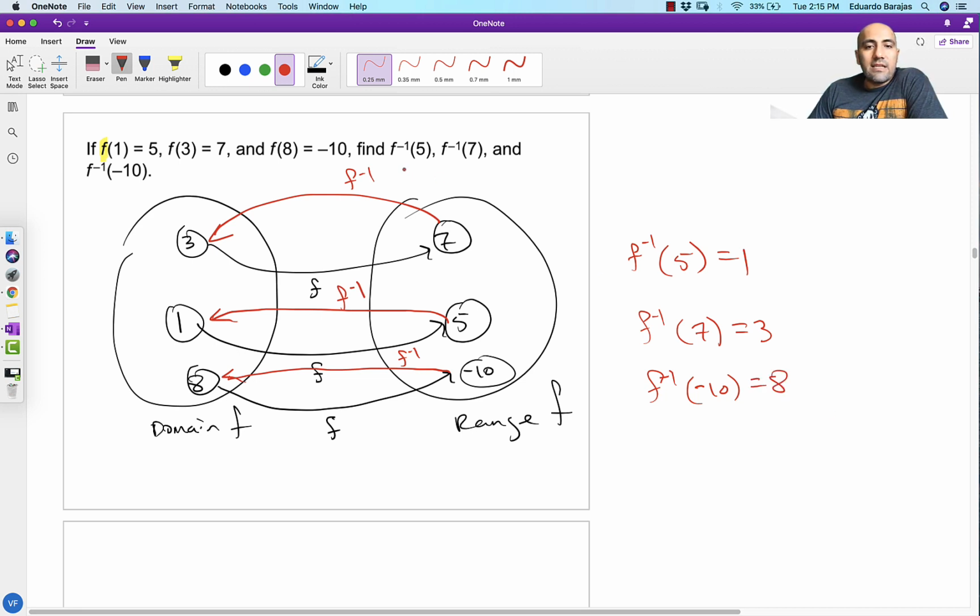That's by the definition of what an inverse function does. If this wasn't true, if it turned out that f inverse of 5 doesn't lead to 1, then these two would not be inverse functions. By their definition, it must be true that they do this.